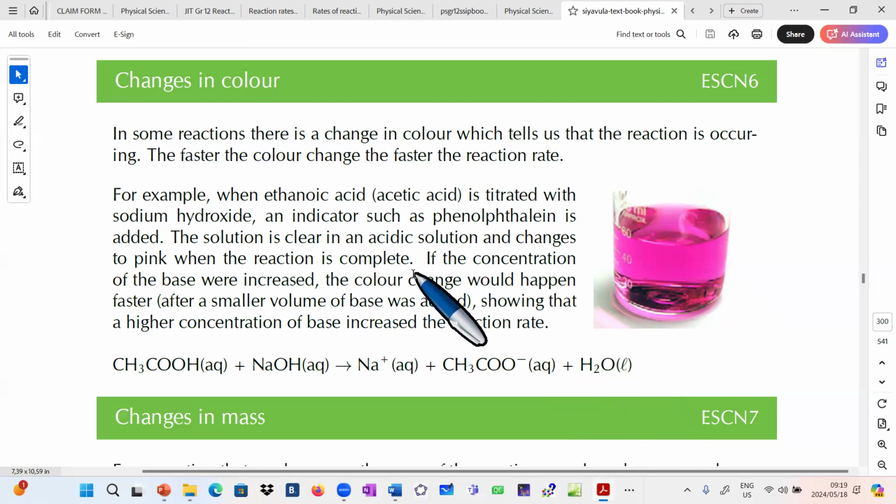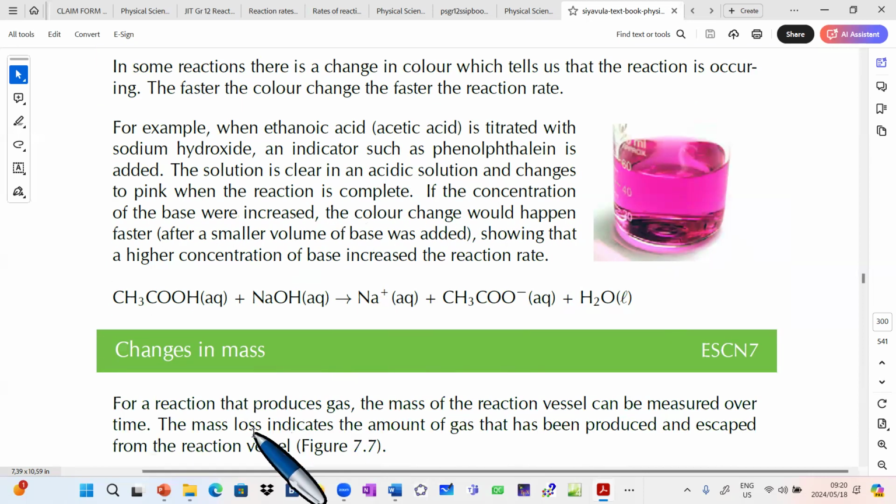Obviously, we understand that this is about pH, and that in a titration reaction, when you mix a base with an acid, ultimately we get a neutral solution in the end. In other words, phenolphthalein is clear in acidic solution, but it is pink when the reaction is complete. So we attempt to achieve a neutral solution.